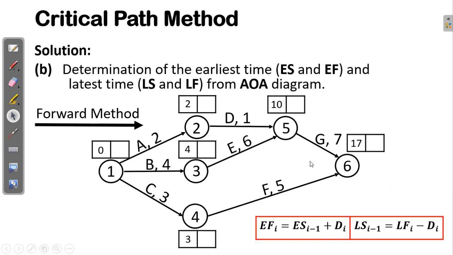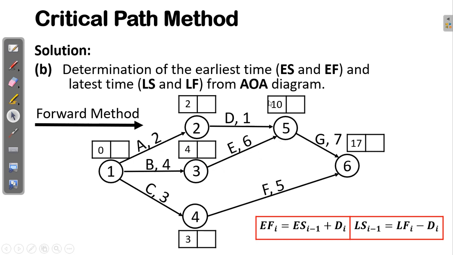So let me go back again. I said that this is the earliest start time for this activity, and this 2 is the earliest finish time of activity A. But this earliest finish time of activity A is the earliest start time for activity D. Okay? And this 4 is the earliest finish time of activity B, but it is the earliest start time of activity E.